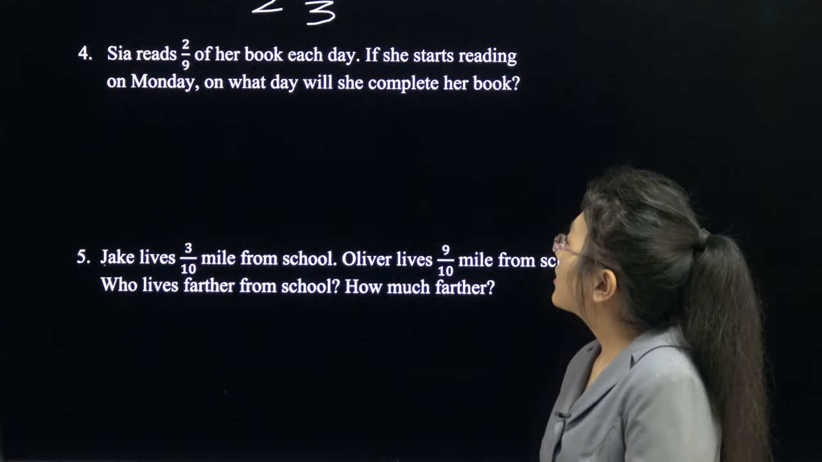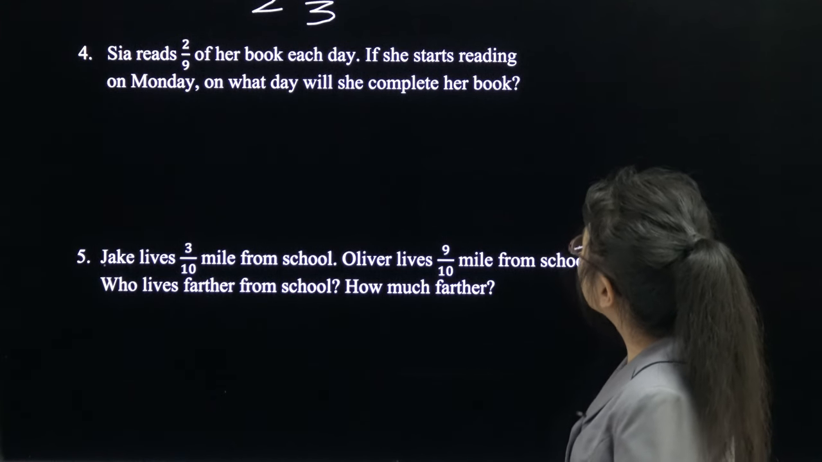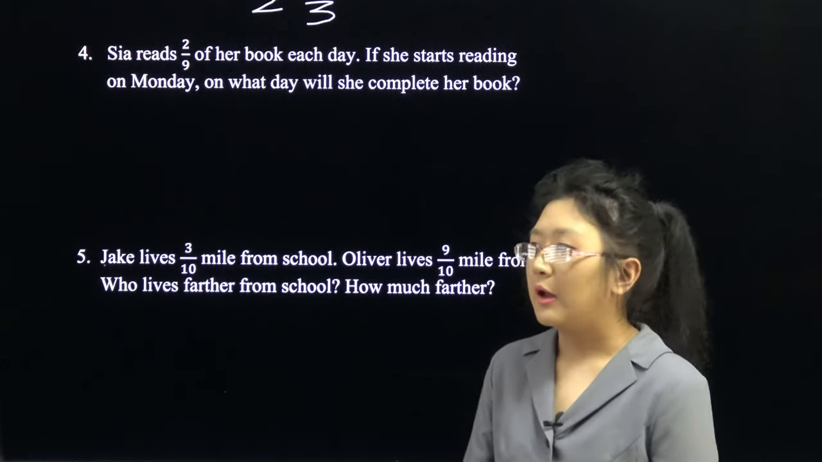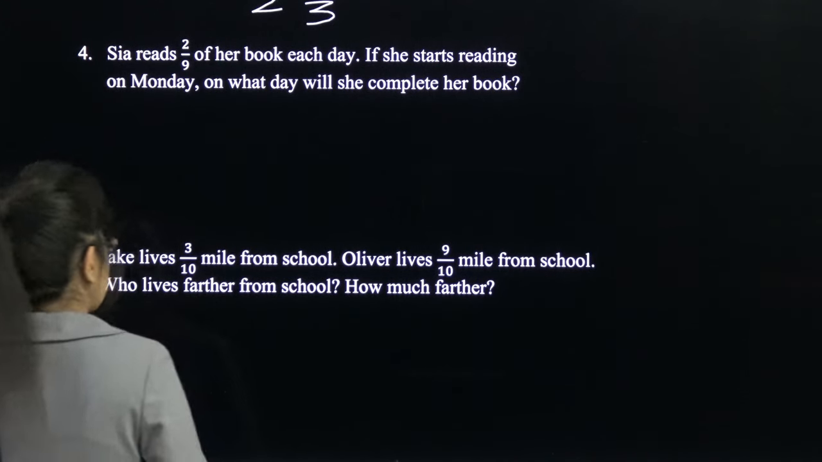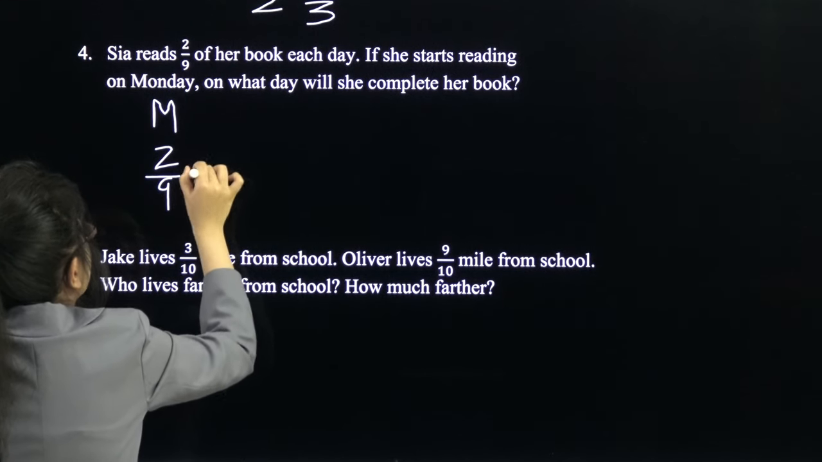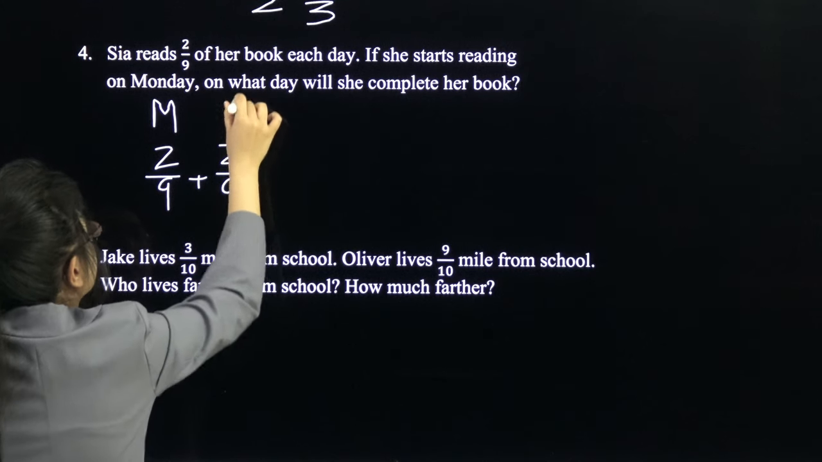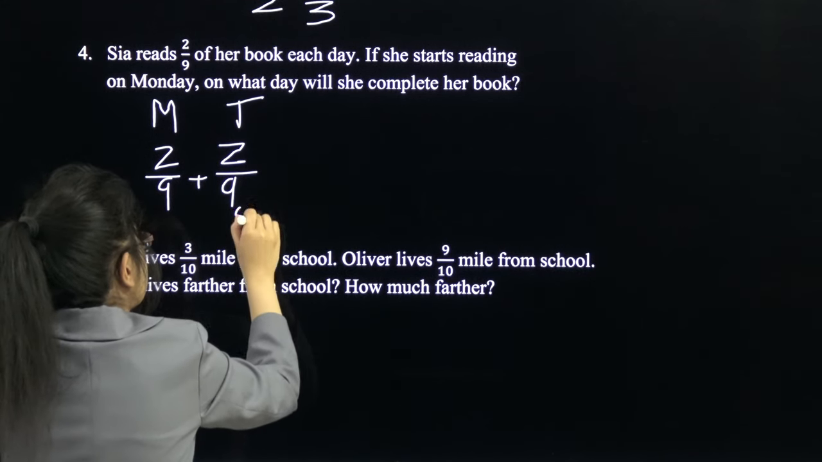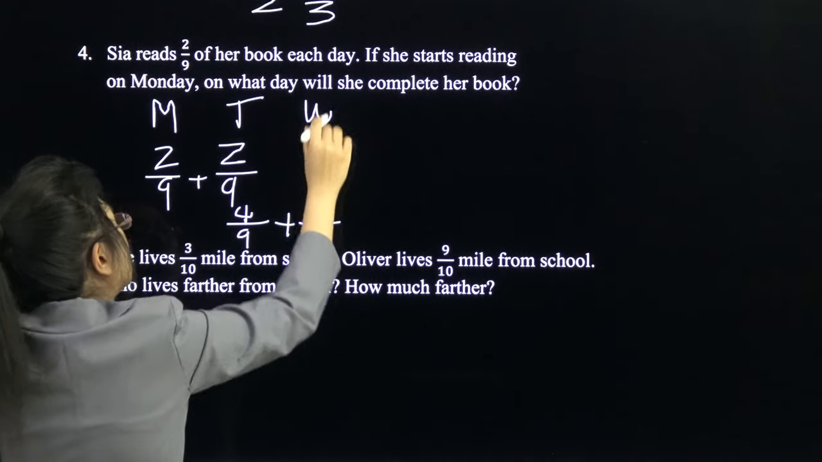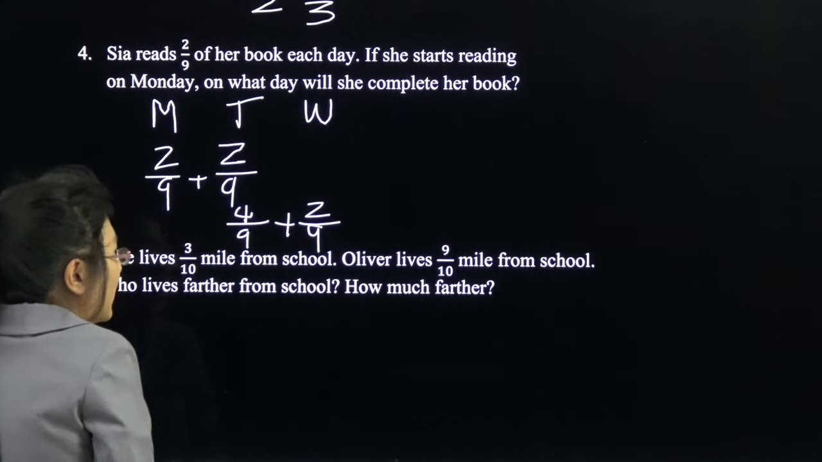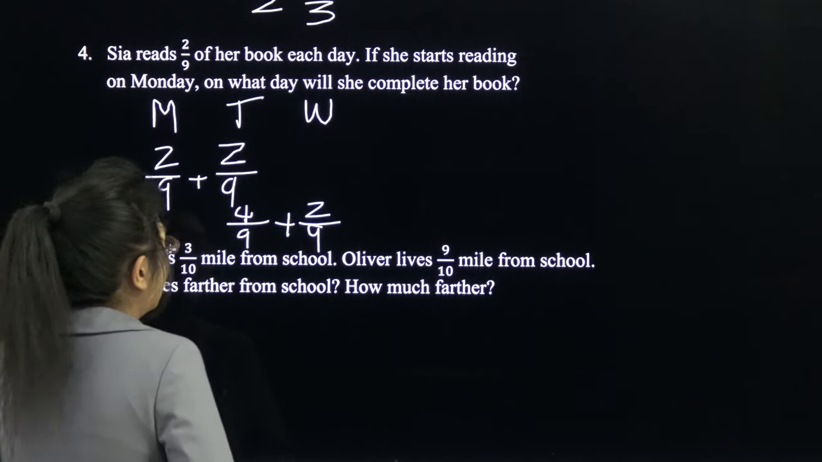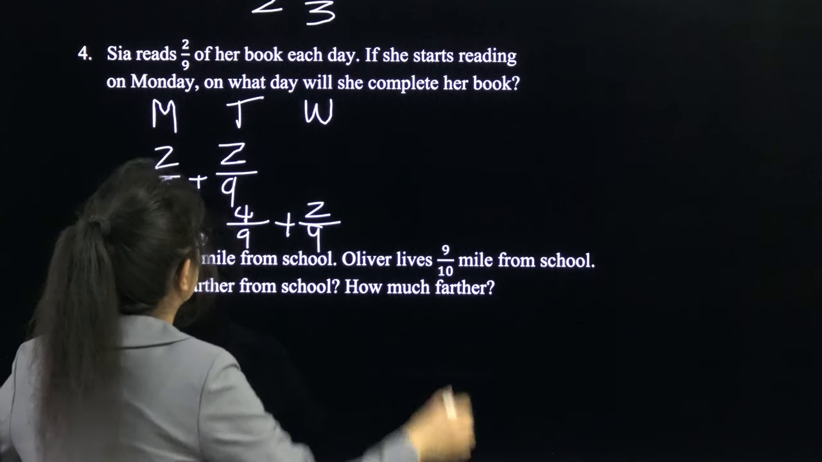Sia reads 2/9 of her book each day. If she starts reading on Monday, on what day will she complete her book? Okay. Well, if she reads on Monday, she reads 2/9, and then she reads an extra 2/9 on Tuesday, which means that she reads 4/9, and then she reads an extra 2/9 on Wednesday, and it keeps going on. In reality, you could probably just do some division, but you know what? Let's do some minor acting it out, because why not?